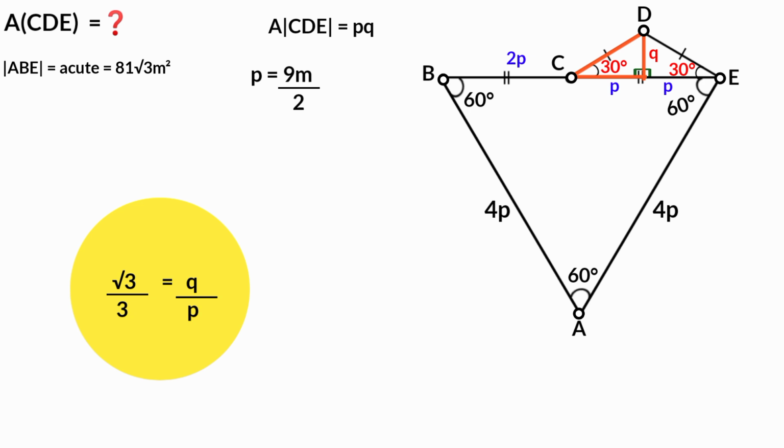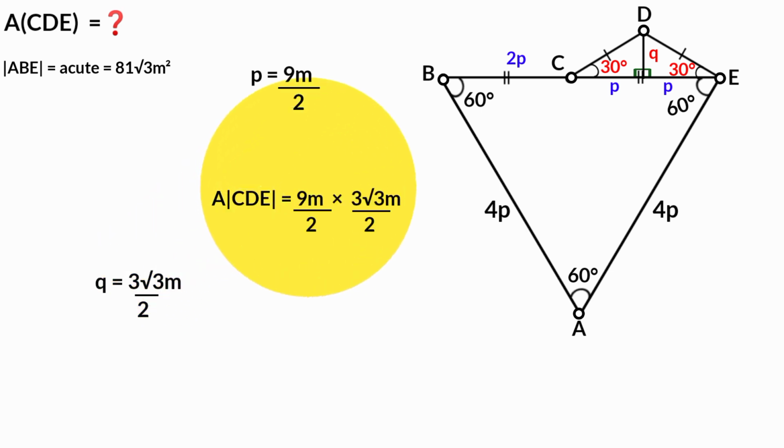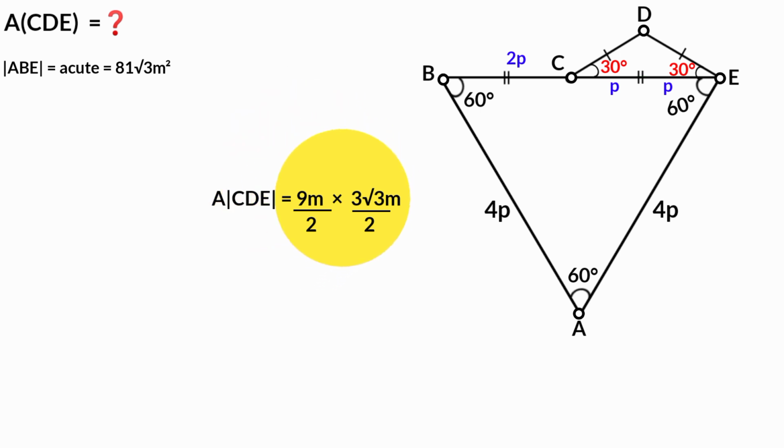Now here, root 3 over 3 equal to q over p. Multiply both sides by p. Here p cancels p. While here, since p is 9 over 2, this 9 divided by this 3 is 3. Root 3 times 3 over 2 is 3 root 3 over 2. So q equal to 3 root 3 over 2 meters. Now substitute the values of p and q here. Area of triangle CDE equal to 9 over 2 meters times 3 root 3 over 2 meters. 9 over 2 meters times 3 root 3 over 2 meters is 27 root 3 over 4 meters squared. So area of triangle CDE equal to 27 root 3 over 4 meters squared.